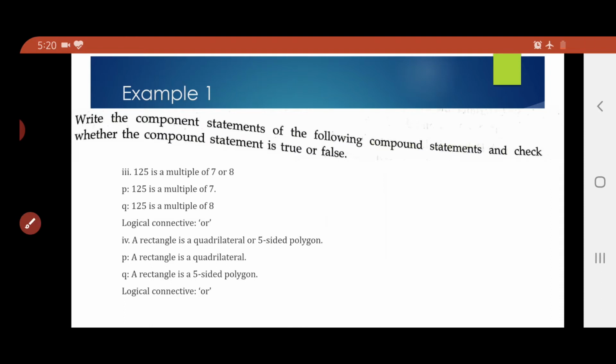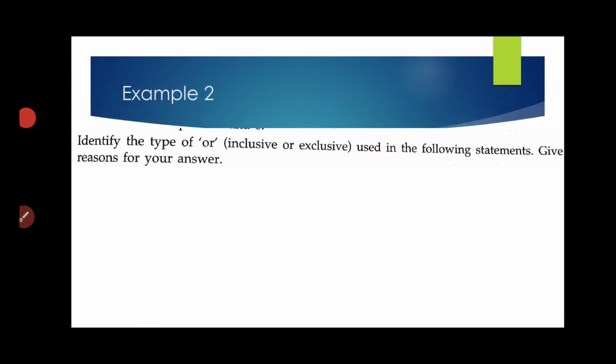Now, let us move to the next part. In the next part, we have to identify the type of OR used in the following statements and give reason for your answer. Now, identifying the type of OR. OR can be of two types. One is an inclusive OR and the other is an exclusive OR. Now, what does inclusive and exclusive mean?